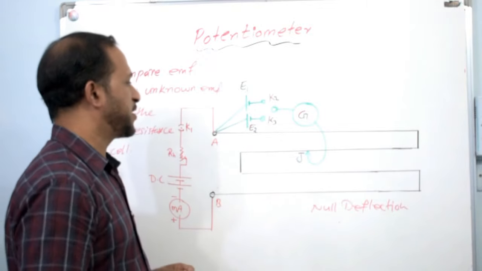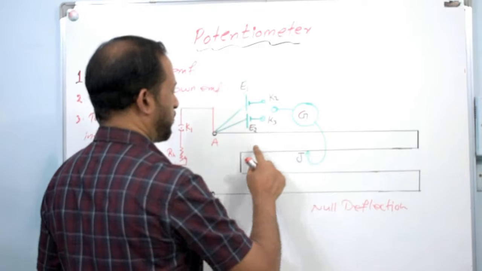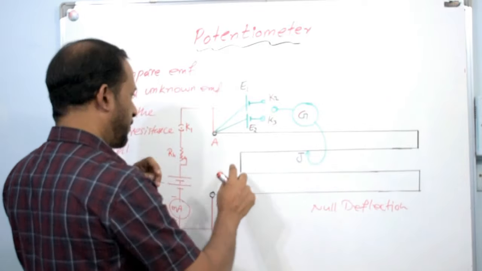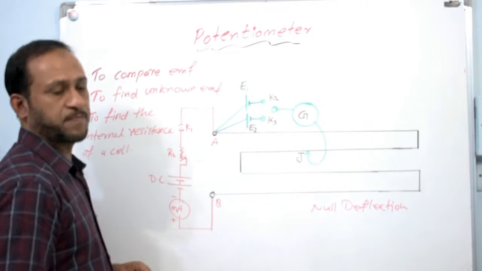So here we have a 10 meter long wire, and that is fixed on a wooden plank, a wooden board, and parallel to the wire will be a scale to measure the balancing point.